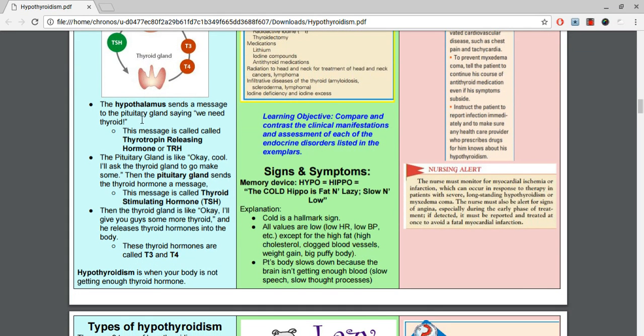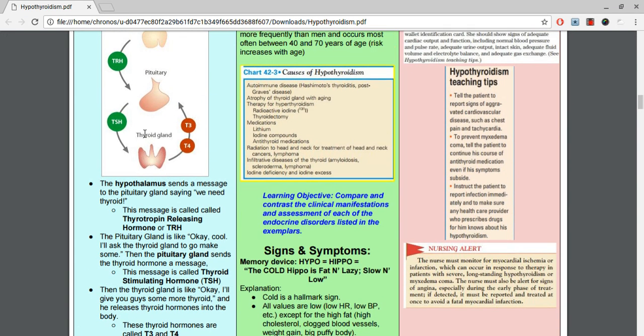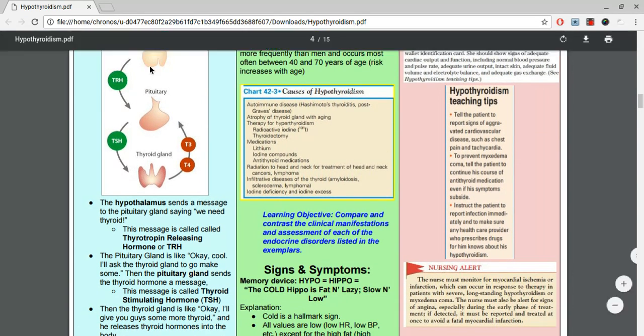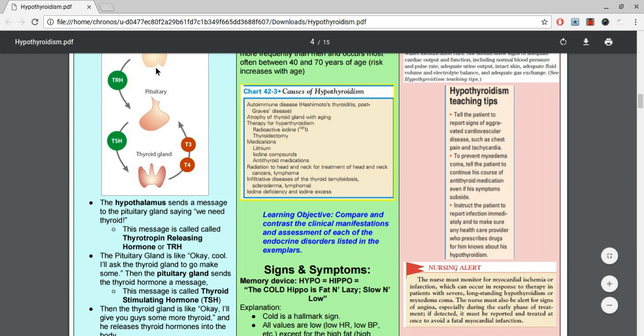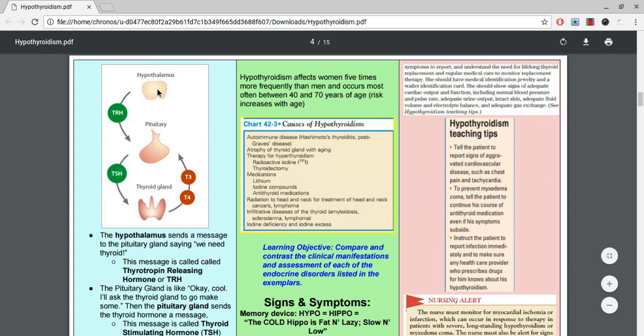Here's a more in-depth explanation of that. The hypothalamus sends a message to the pituitary gland saying, oh, we need more thyroid. And you can see that in the picture right here. He's sending a message. And the name of the messenger is called thyrotropin releasing hormone, or TRH.